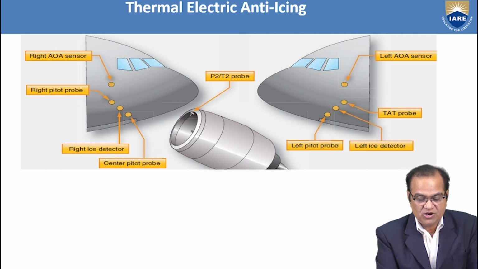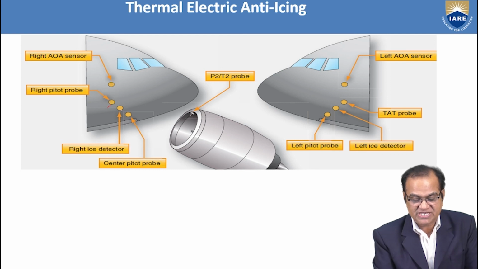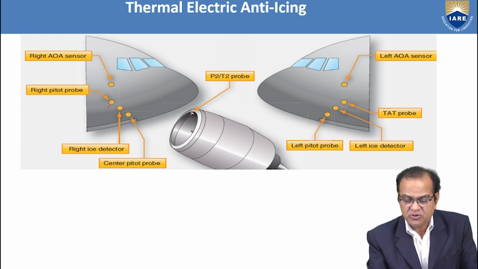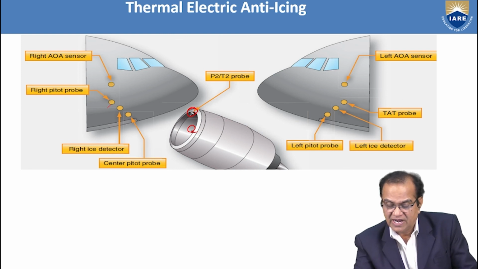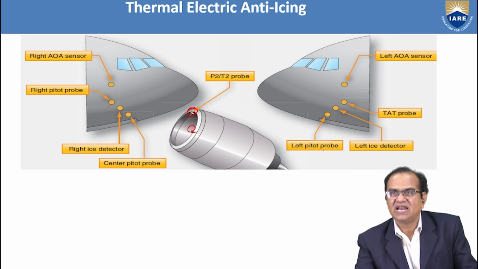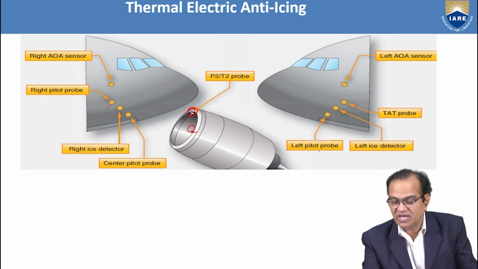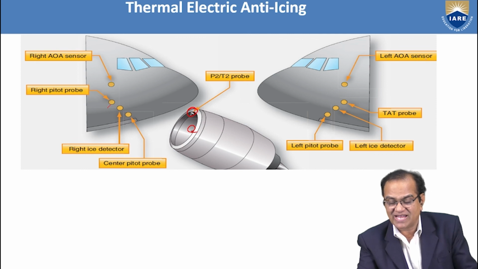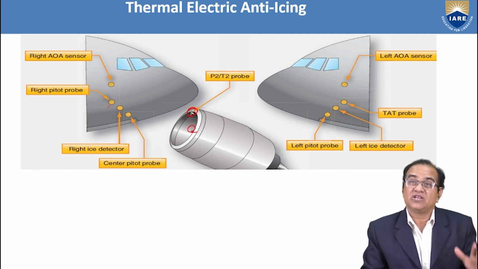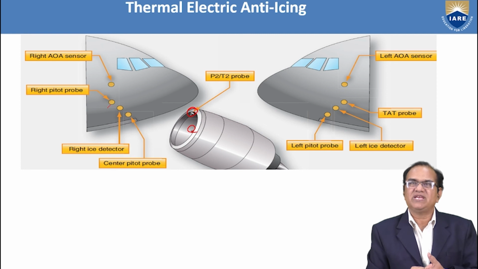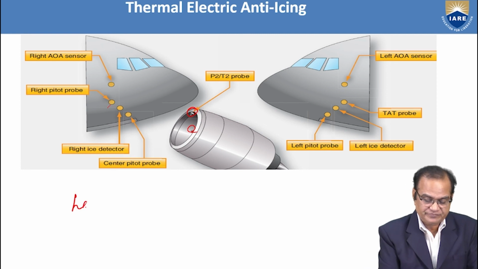Next, if you see here, right pitot probe here, then we have the right ice detector is here, then center pitot probe. So these are right and the center, and here T2 probe here, it is visible here. So pressure and temperature probes, and here if you see TAT probe, left ice detector and left pitot tube. So here the right pitot tube, and here we have the left pitot tube and left angle of attack sensor. So here the right angle of attack and both sides of the aircraft angle of attack, so that you will get the average value and the error will not be so much. So all these things have to be anti-iced.